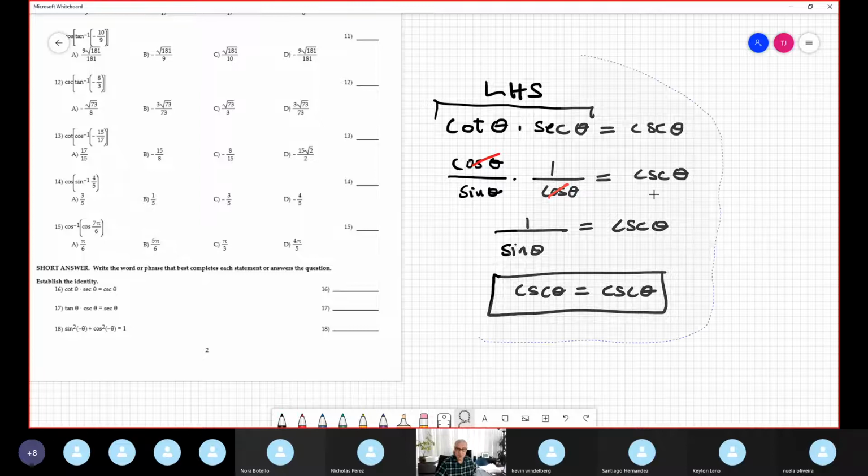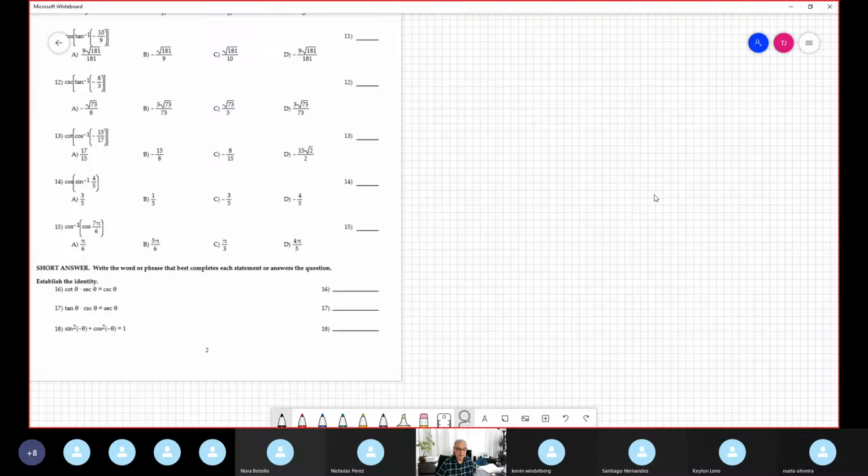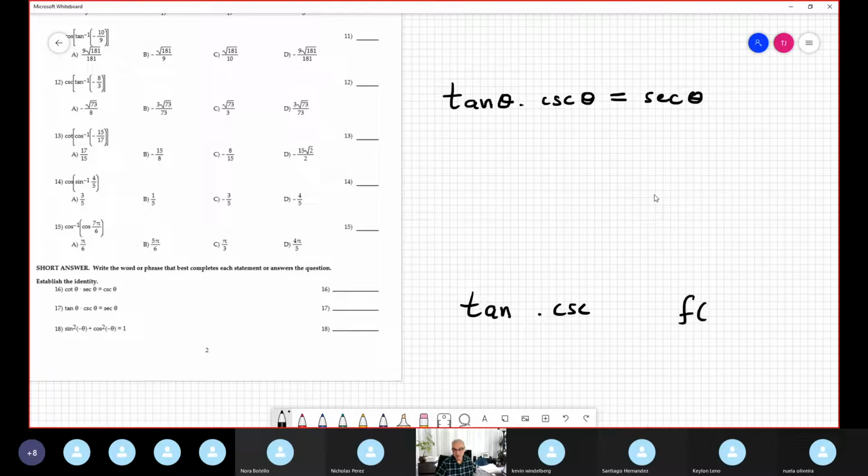Okay, let's move on to the next, which is 17. Number 17 says tangent theta multiplied by cosecant theta is equal to secant theta. Be careful, guys. A bad habit of students is to write the name of the trigonometric function without its argument. Tangent times cosecant: this is wrong. This is similar to algebra. Suppose the function notation is f of x, and you write f times g. It's possible, but in this case, no.